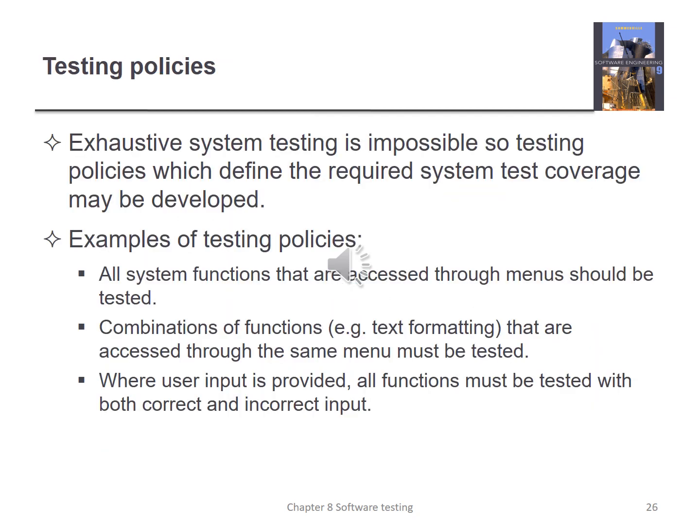Well, the testing policy tells you here, exhaustive system testing is impossible. On system testing, exhaustive testing we couldn't do it. I believe we do it probably in the unit. So testing policies which define the required system testing coverage may be developed. Examples of testing policies: all system functions that are accessed through a menu should be tested. Combinations of functions that are accessed through the same menu must be tested. Where user input is provided, all functions must be tested with both correct and incorrect input. Again, they repeat themselves.